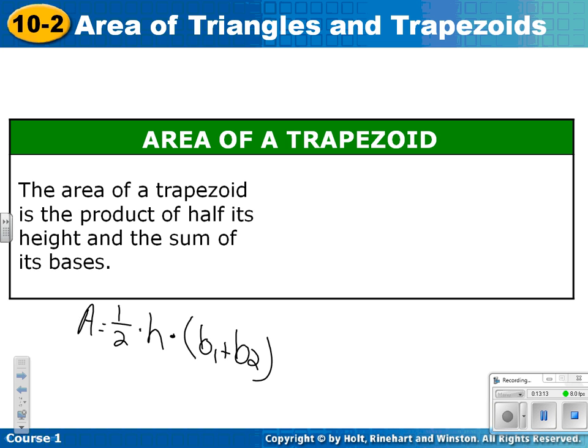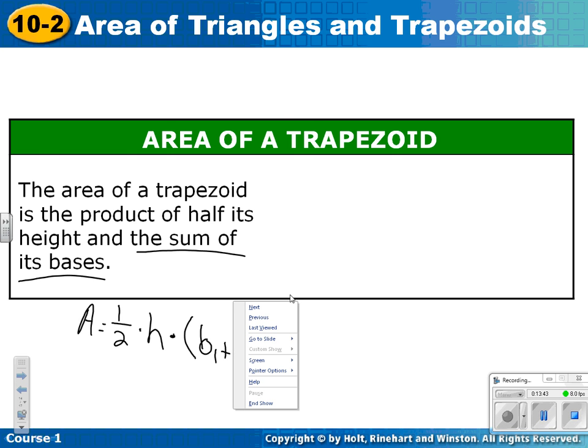Because we need to figure that out. It says the answer is the sum of the bases. If we were to do this without those parentheses, we would technically be multiplying. We would go 1/2 times the height times B1. We would do all that, and then we would add B2 if we didn't have those parentheses. The formula has to have the parentheses in it. It's order of operations. Okay?